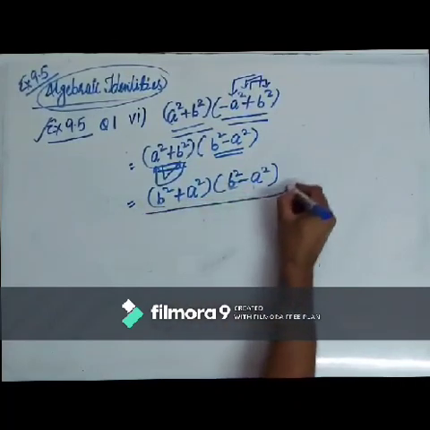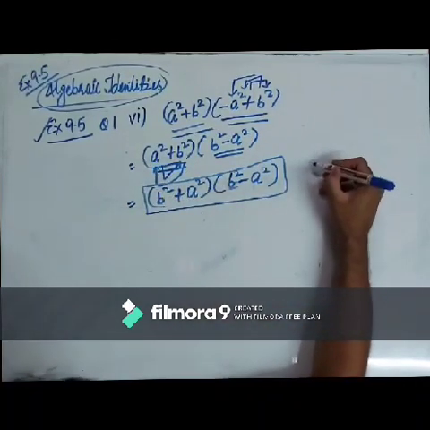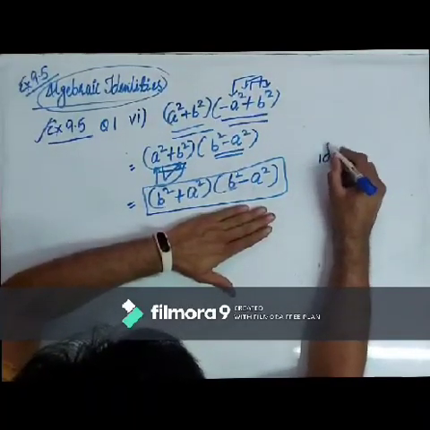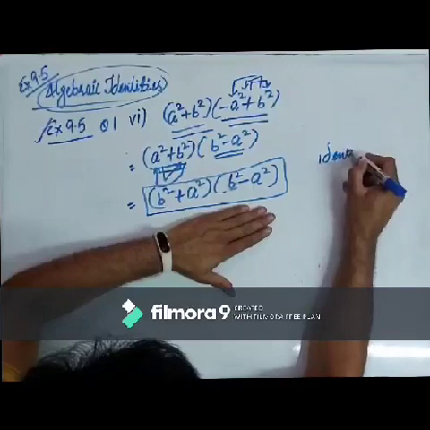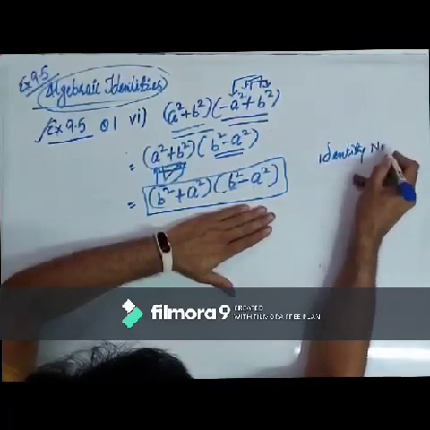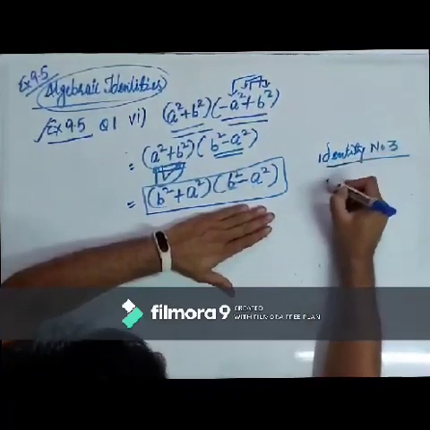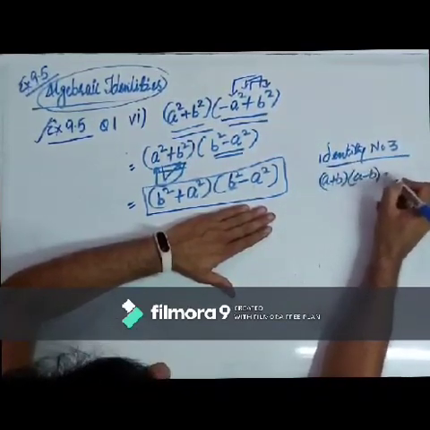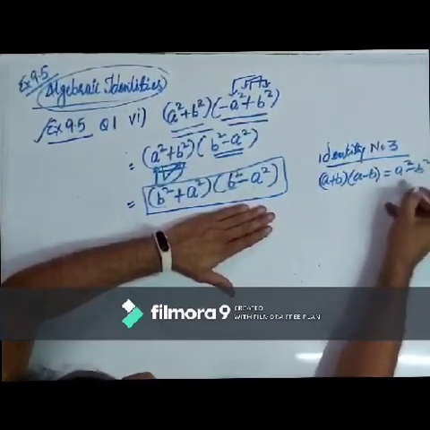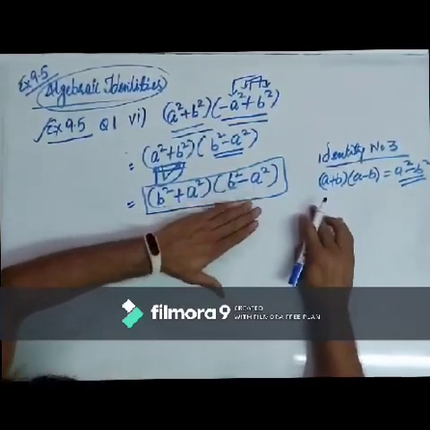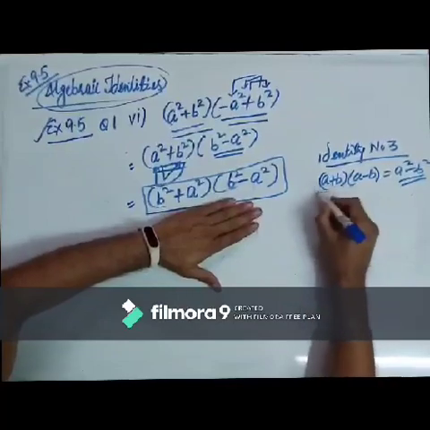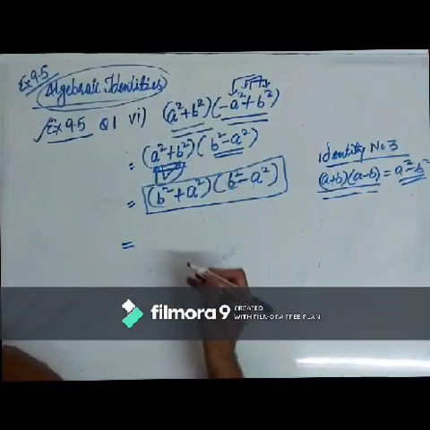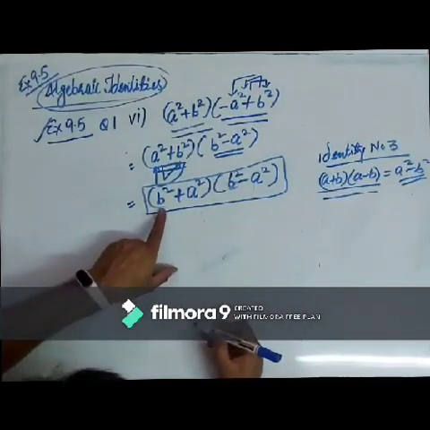Now looking into it, this question is basically resembling identity number 3. What was it? (a plus b) into (a minus b), that was a square minus b square, giving answer. So this question is actually resembling this one, right? So finally I will be doing, what is a? A is b square.